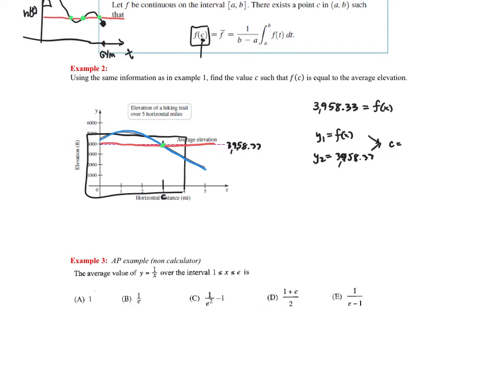That point of intersection happened at x equals, so y1 at 2.917 is equal to y2. Okay, so y1 at 2.917 equals y2, which means that our function is equal to our average value at x equals 2.917. So there you go. That's our c value for which that's true, using this thing called the mean value theorem for definite integrals. Okay, let's get into a few AP questions here and kind of cruise along.